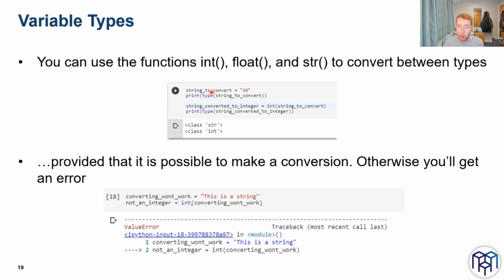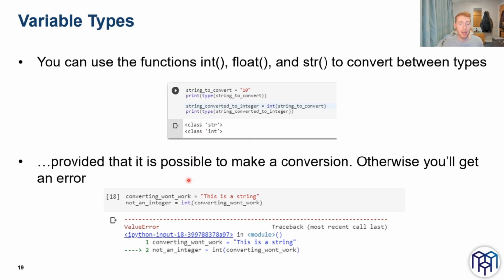So we can convert this by using the int command. So use int, and inside of the brackets, we put in the thing we want to convert. So it's going to take this thing, it's going to replace that with its value, so 10 in quotes, and then convert that into an integer and assign that to string converted to integer. And now if we print out the type of string converted to integer, we see it is in fact an integer, as we would want.